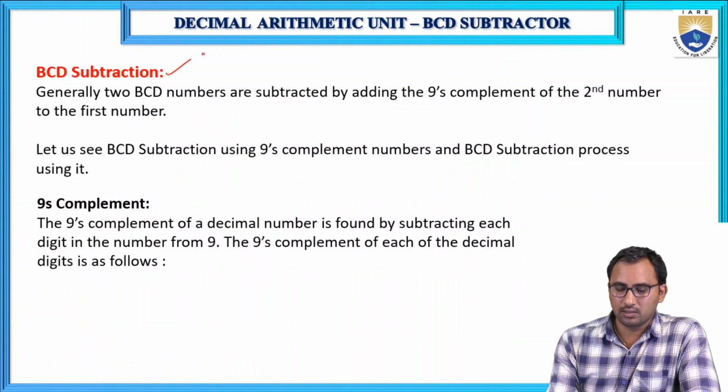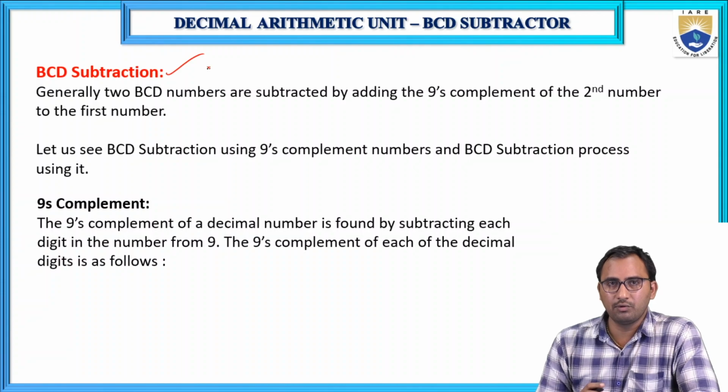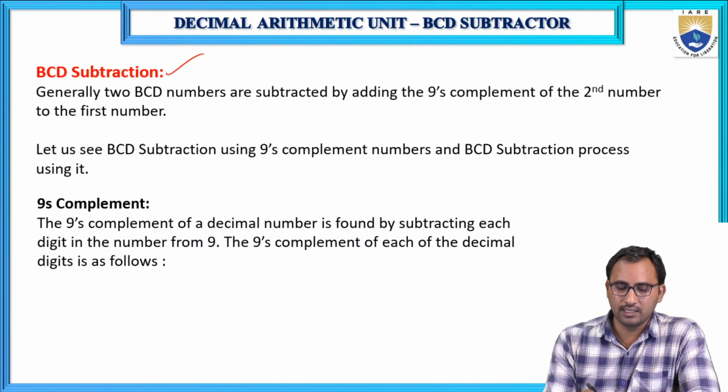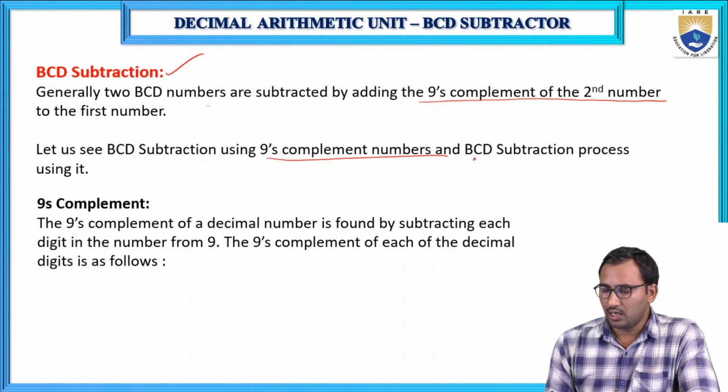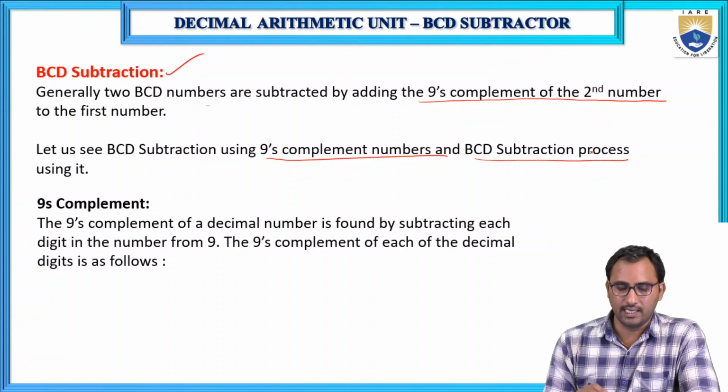And coming to the subtraction, just before we have seen how we can perform the BCD addition. Now we are discussing the BCD subtraction. Generally the two BCD numbers are subtracted by adding the 9's complement of the second number to the first number. So let's see the BCD subtraction using 9's complement numbers and the BCD subtraction process using it.